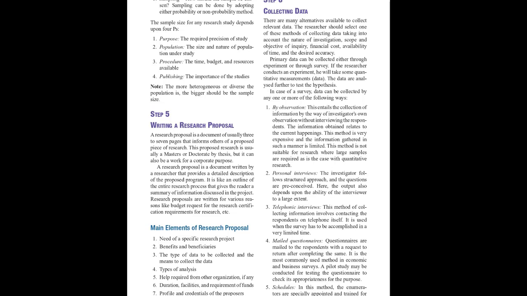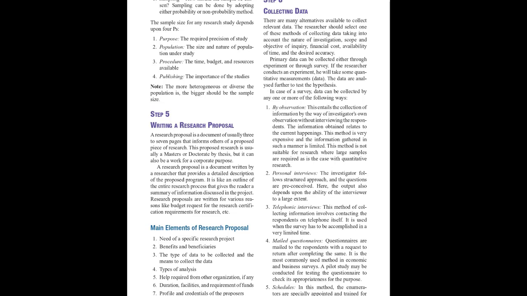3. Telephonic interviews. This method of collecting information involves contacting the respondents on telephone itself. It is used when the survey has to be accomplished in a very limited time. 4. Mailed questionnaires. Questionnaires are mailed to the respondents with a request to return after completing the same. It is the most commonly used method in economic and business surveys. A pilot study may be conducted for testing the questionnaire to check its appropriateness for the purpose.